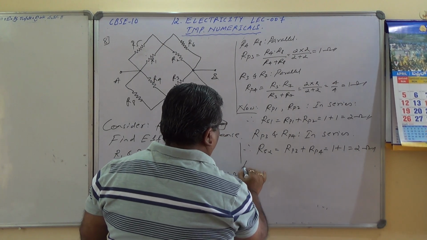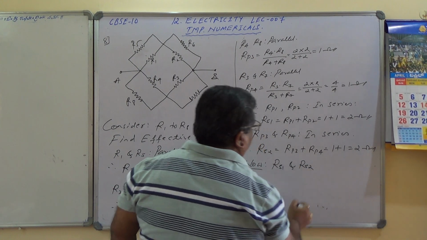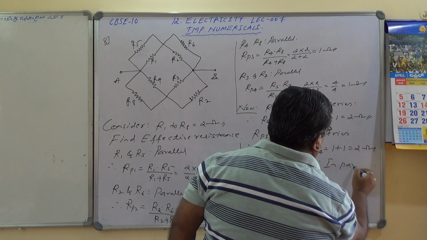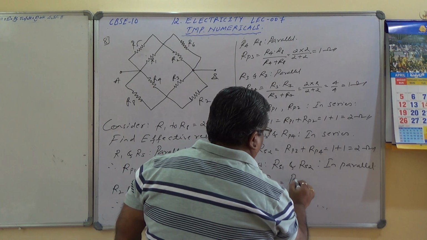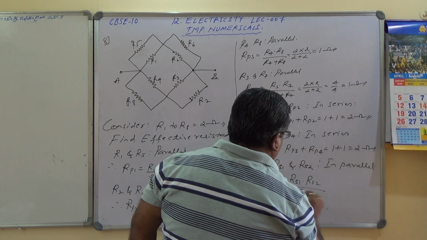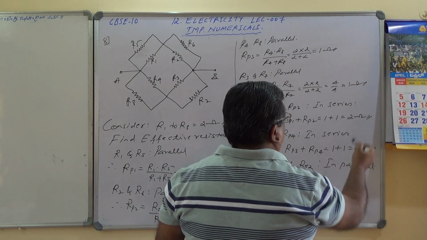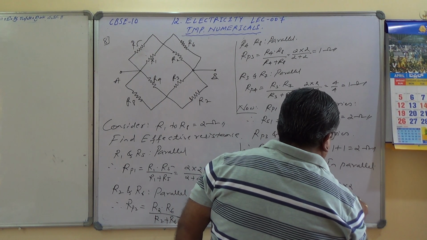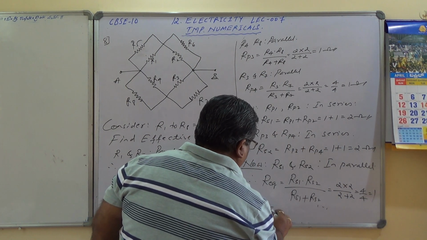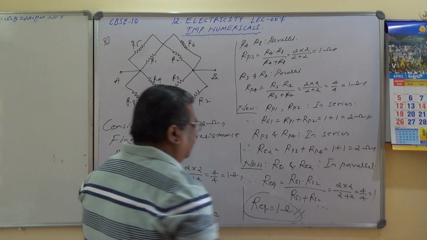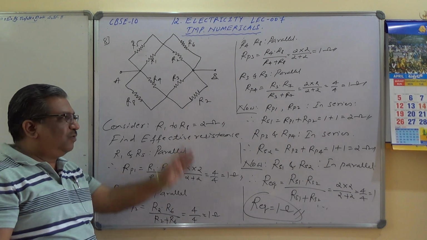Now RS1 and RS2 in parallel, and therefore effective resistance or R equivalent is equal to RS1 into RS2 divided by RS1 plus RS2, which equals 1. Therefore R equivalent equals 1 ohm. The entire circuit equivalent resistance is 1 ohm. I hope you are understanding here. Please note it down.